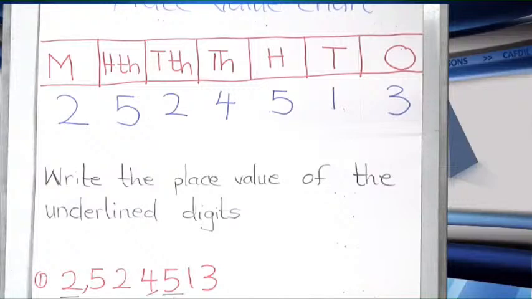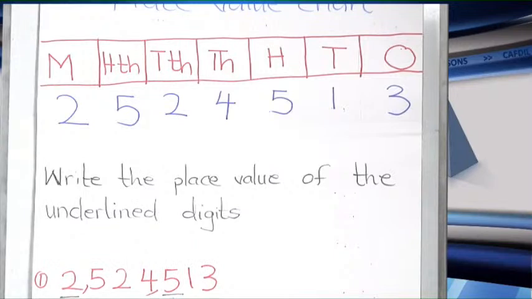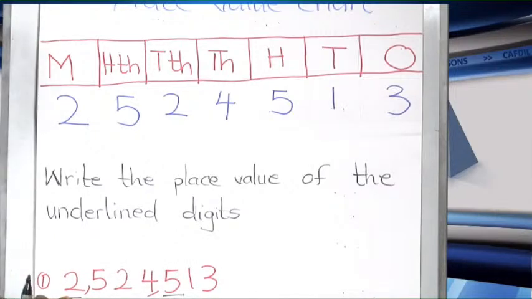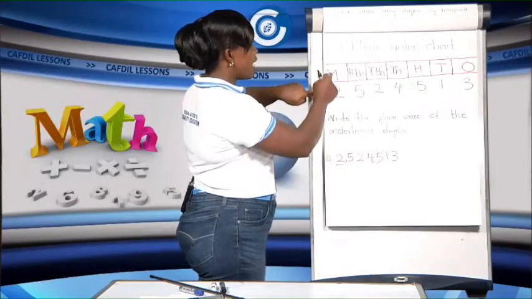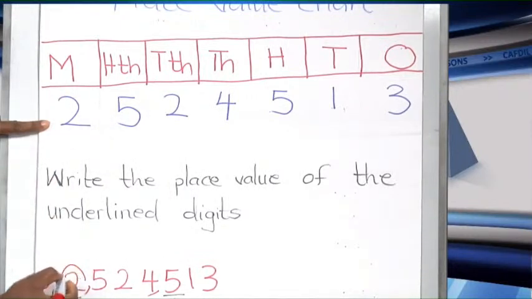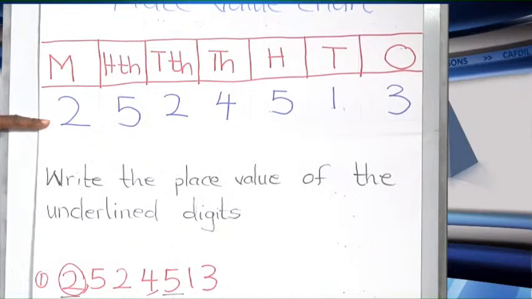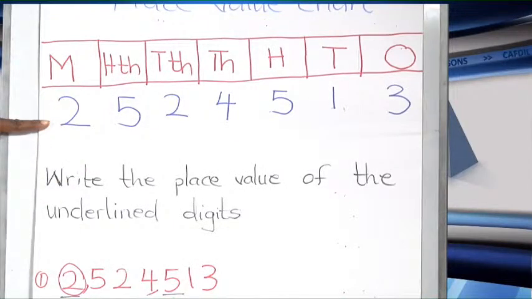Now write the place of the underlined digits. What are they? We have underlined 2, and then 5. What is the value? So let's start with the 2. The first one over here is under millions. So what is the value of this 2 over here? To determine the value, this is in millions, and we have 2 under it. It means we're going to have 2 million.